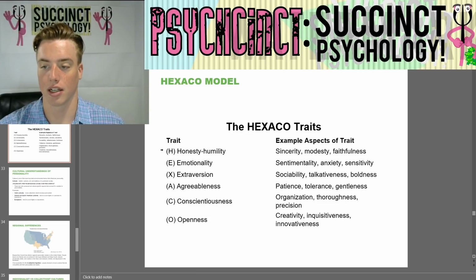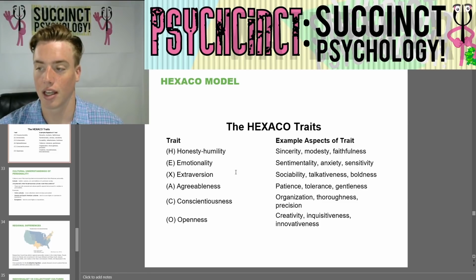So first trait, honesty-humility. Example aspects of that trait are sincerity, modesty, and faithfulness. Emotionality, aspects of that are sentimentality, anxiety, and sensitivity. Then you have extroversion. Example aspects include sociability, talkativeness, and boldness. Next trait is agreeableness. Some examples of the trait are patience, tolerance, and gentleness.